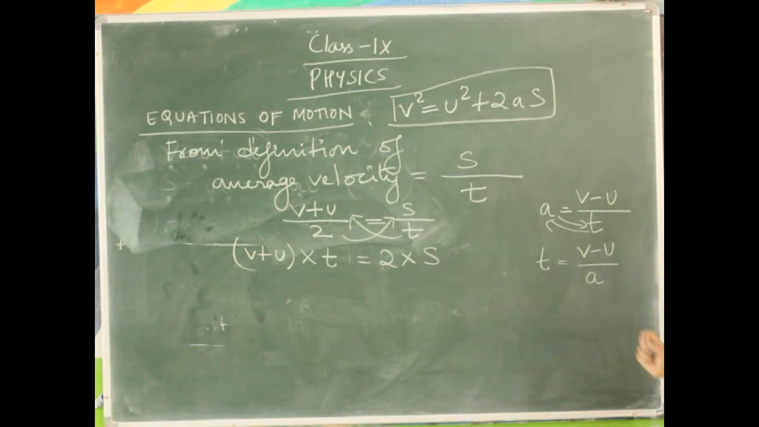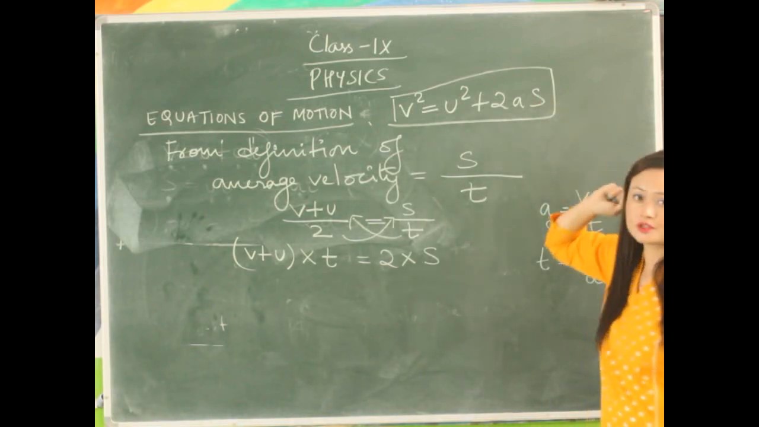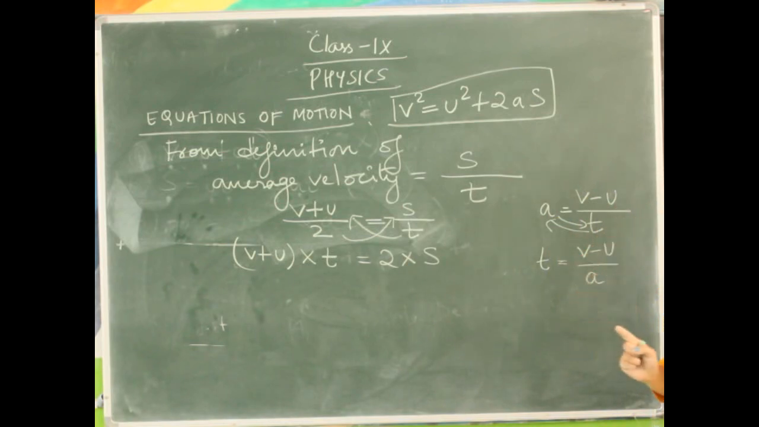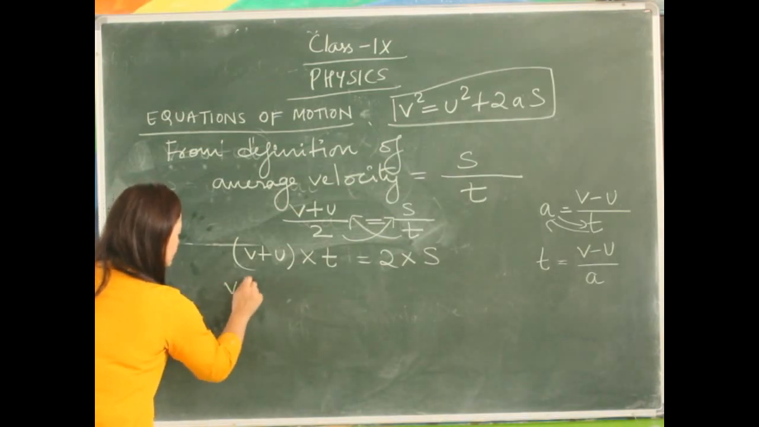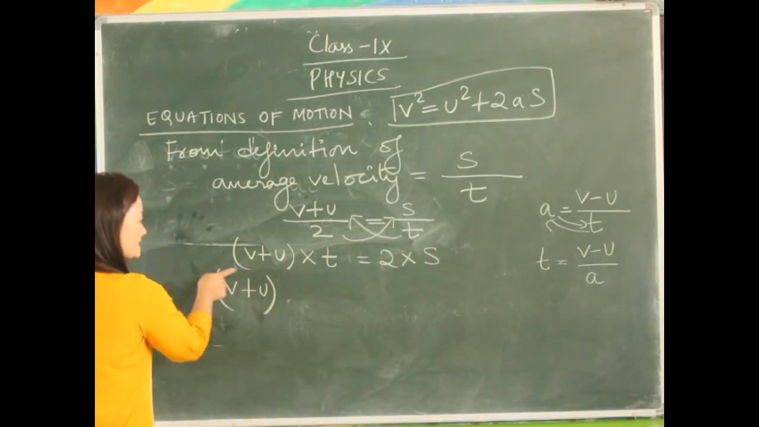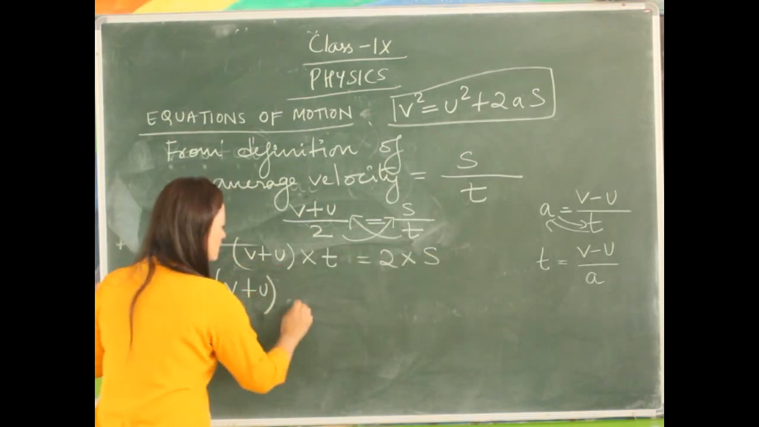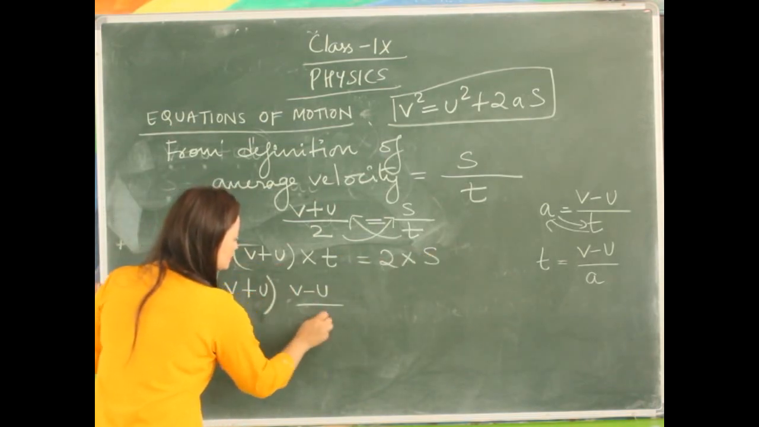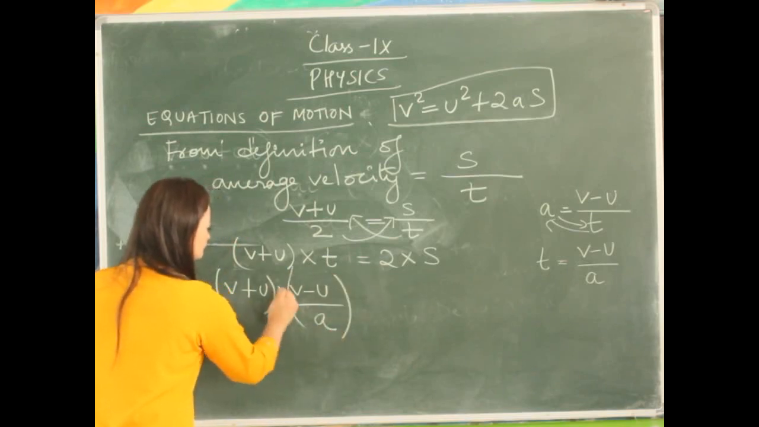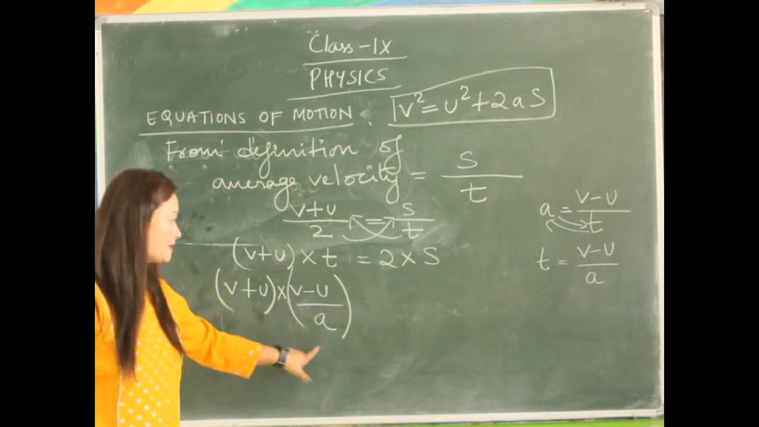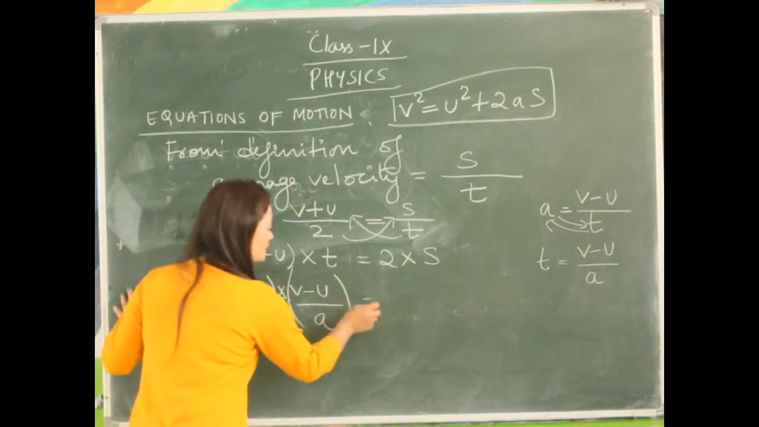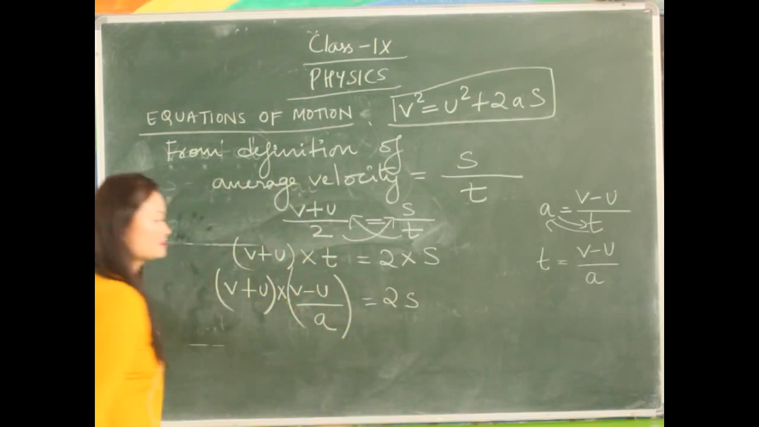Why are we doing this? Because the third equation of motion does not have time. It is independent of time. So we need to replace time with some other quantity. So instead of T, what will we write? V plus U as it is. Instead of T, we will write V minus U divided by A. So V plus U into V minus U divided by A is equal to 2 into S, that is 2S.